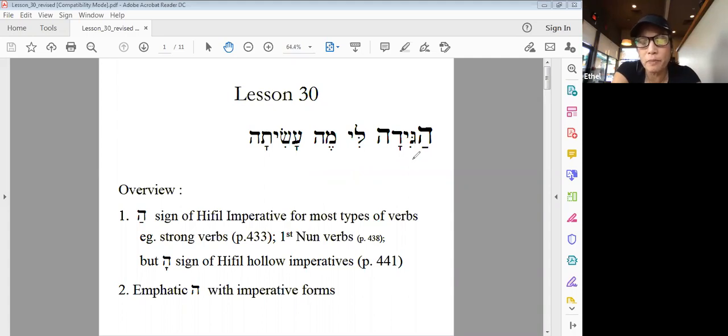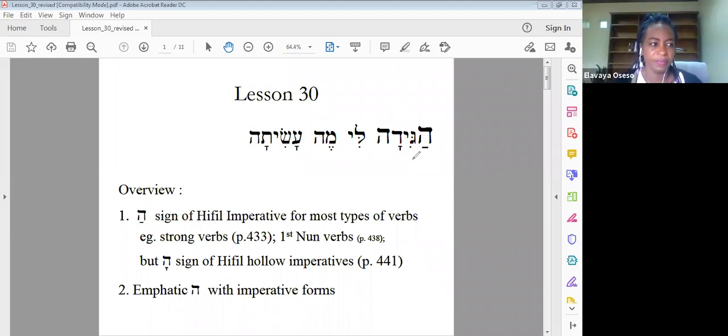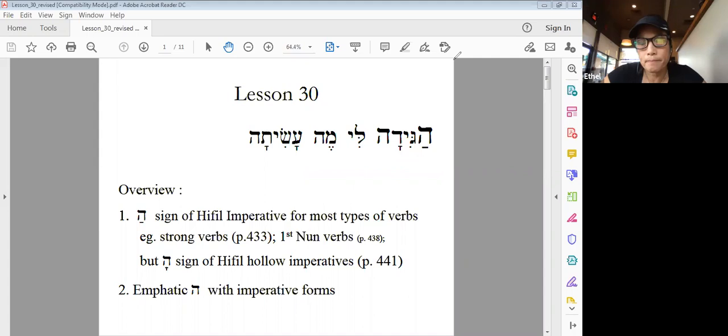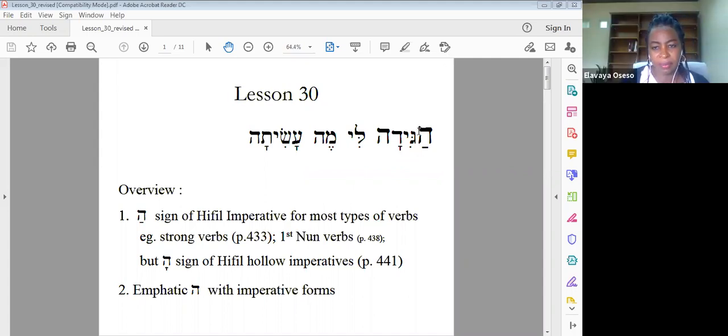So Hifil would be in the stem column. Yes. So now we have Qal, we have Piel, and we have Hifil. And please remember that this hey at the beginning does not go into the special feature column, because it is part of the verb.